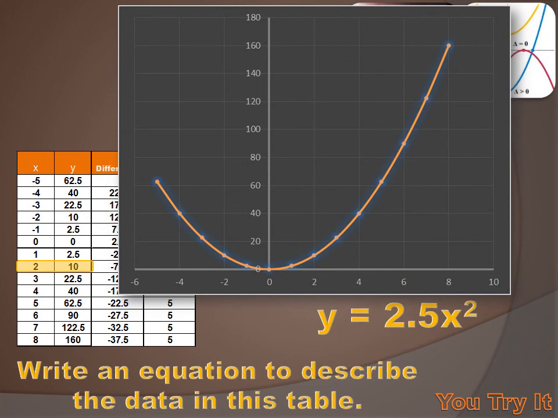And if I graph this, it looks like a parabola. And since my b value and my c value are both 0, it's a very simple quadratic relationship. The vertex is at the origin.